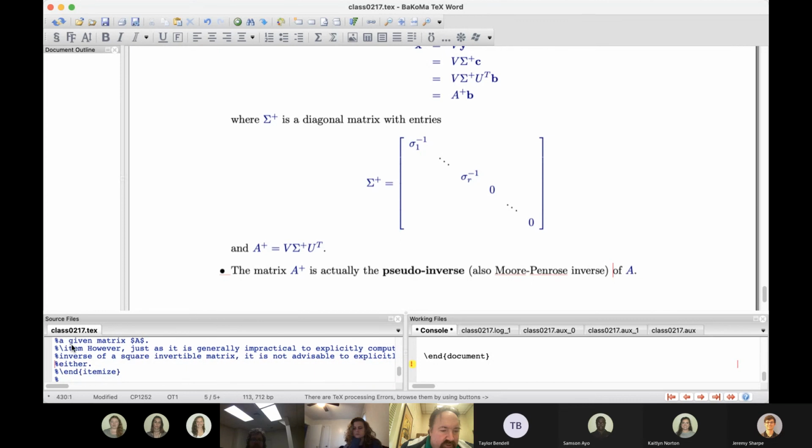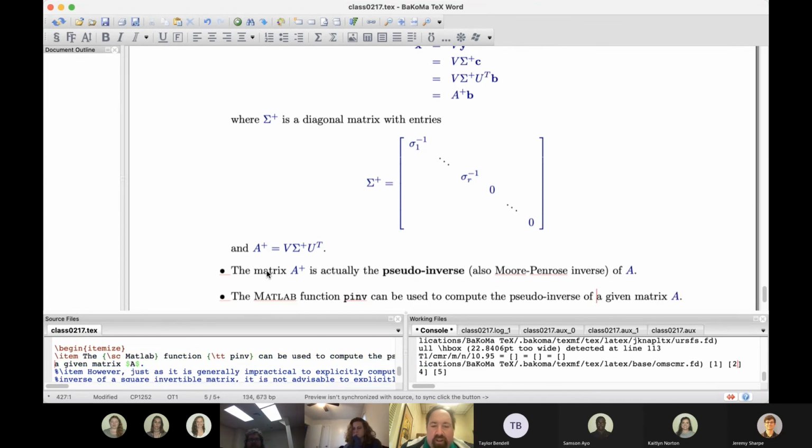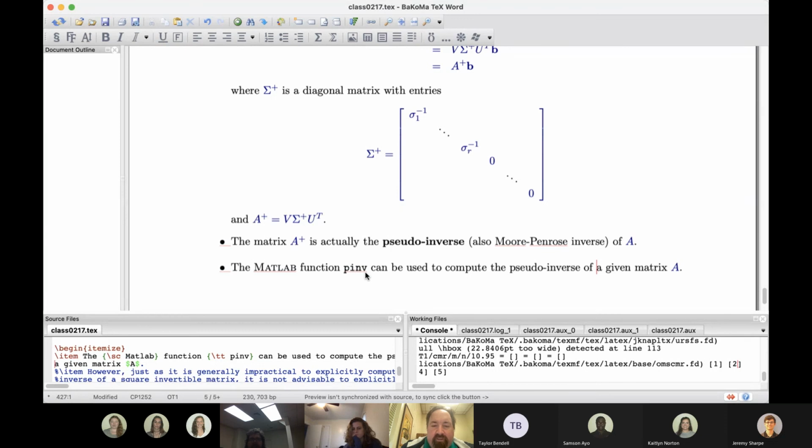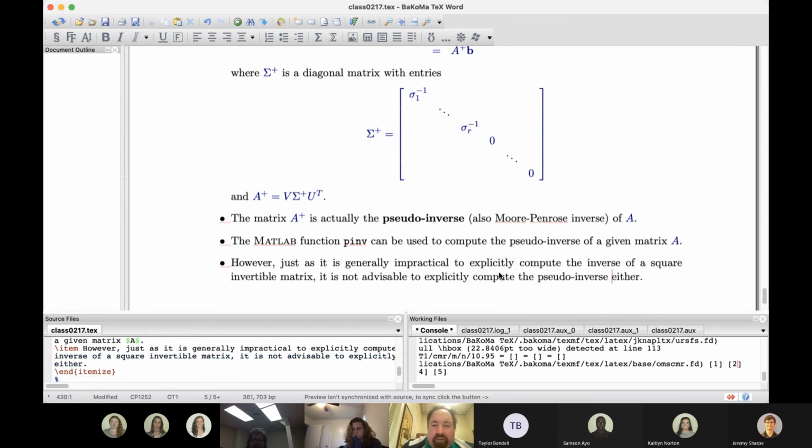Now, we have an easy way to get the pseudo inverse in Matlab. Inv, just plain old inv, lets you get the inverse. Pinv gives you the pseudo inverse. But it's not a good idea to compute the inverse of a matrix explicitly. So generally, we would not need a pseudo inverse explicitly either. But if you really need that, then here's how you can get it.